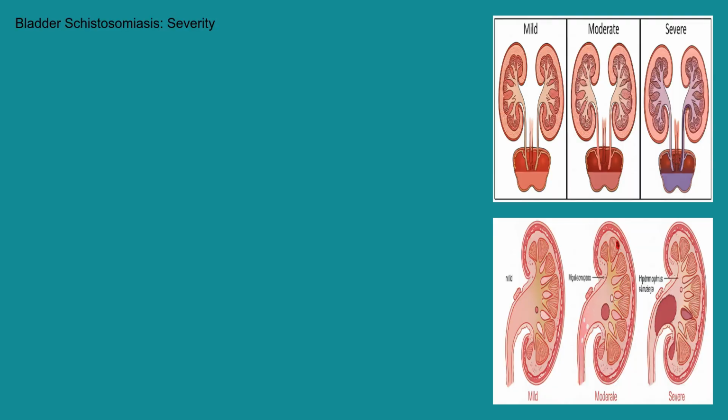While there aren't distinct classifications or types of bladder schistosomiasis based on the parasite itself, the disease is often categorized based on the severity of infection and the extent of bladder and kidney damage. Infections can be described as mild, moderate, or severe, depending on egg counts and the presence of complications like bladder wall thickening or hydronephrosis.